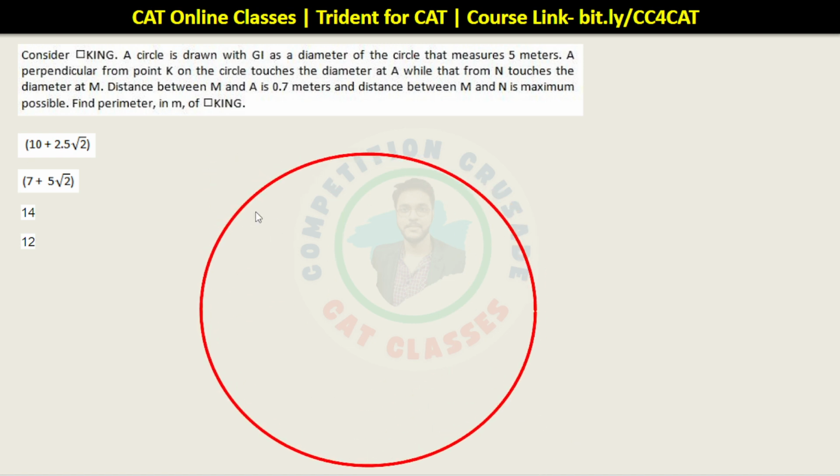I don't know how good the construction will be, but suppose this is the center, and assuming this to be the diameter GI. Now I am taking anti-clockwise, so this I am taking as K. Please pay attention, this is the center. Now the question is, a perpendicular drawn from K on the circle touches the diameter at A. All right, let's draw that perpendicular from K that touches the diameter at some point A.